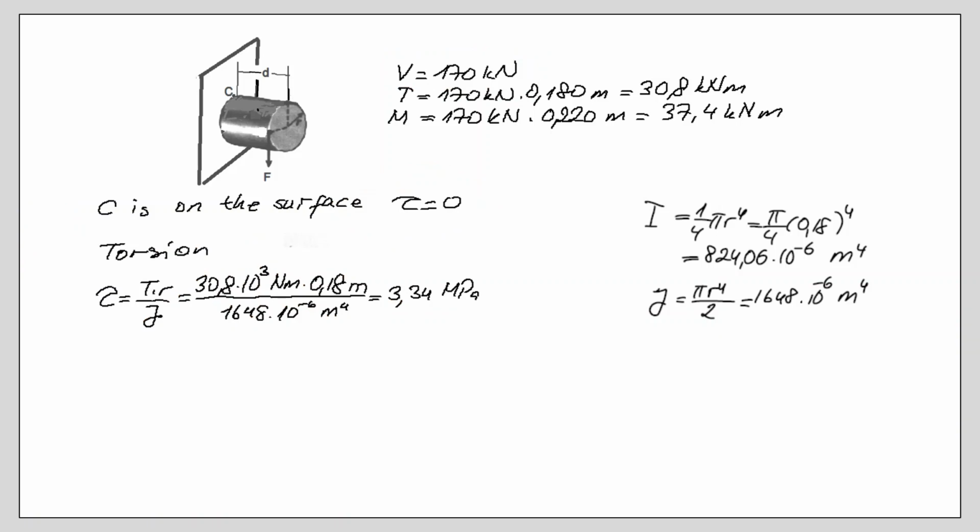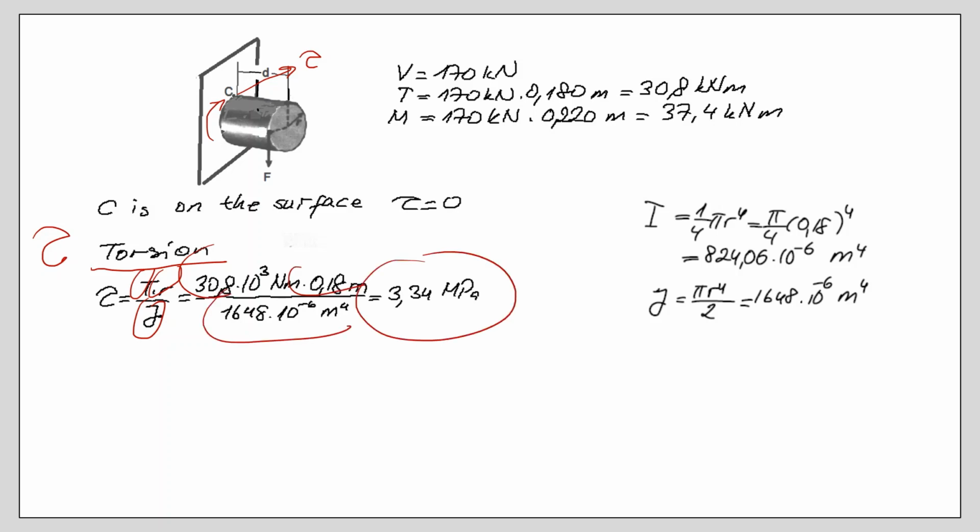There will be some shear due to torsion. So your torsion in this section will look like this. I will have a tau in this direction. So how do you calculate it? Torque, radius, polar moment of inertia. Put the values. My torque is... 3.34 megapascals.